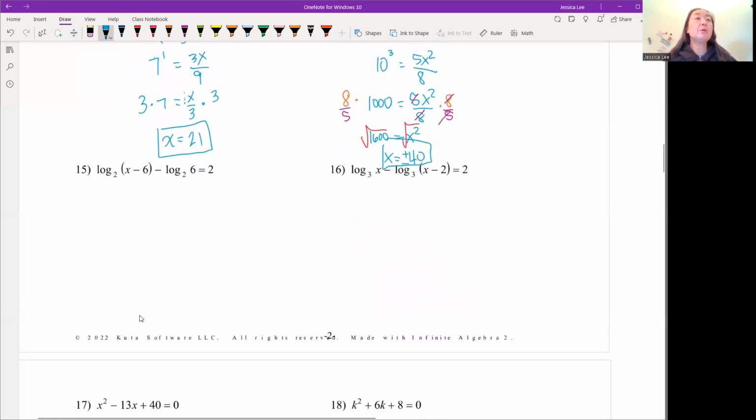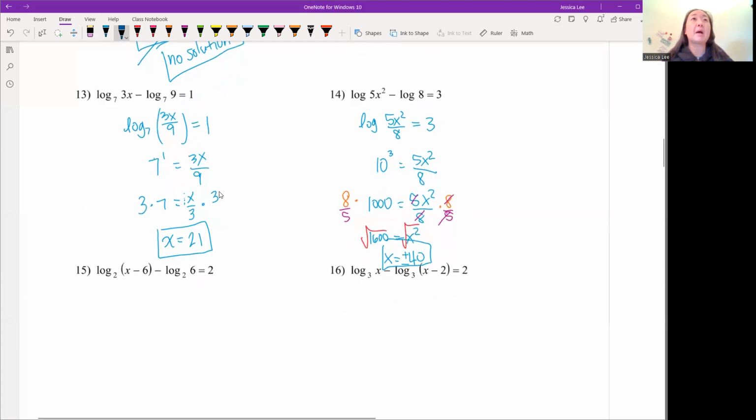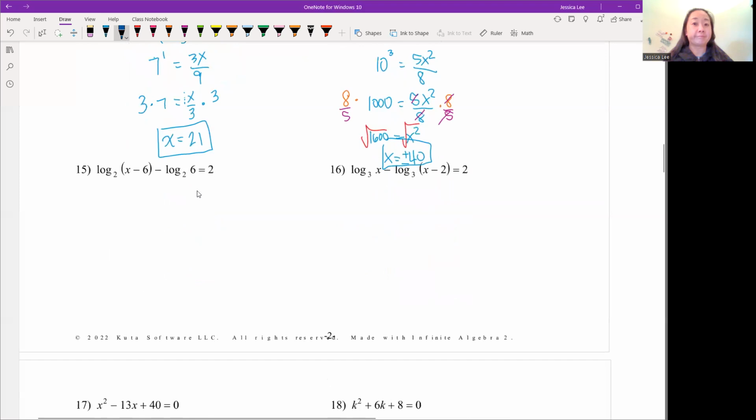Moving on to number 15. Again, please feel free to skip forward or backwards or whatever you need. Okay, so I just did all of them with divide, huh? Just know that if this was a plus, you would just be multiplying them. My bad. So log base 2, and again, x minus 6 divided by 6 is equal to 2.